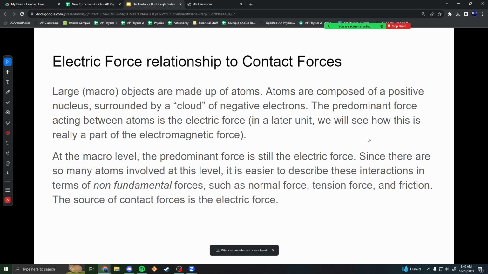Since there are so many atoms involved at this level, it's easier to describe these interactions in terms of non-fundamental forces such as normal, tension, and friction. But the source of contact forces is the electric force, and that's really important to remember. And we'll see a sample question about that. But remember, normal force, tension force, and friction are not fundamental forces. They're because of interactions between objects.